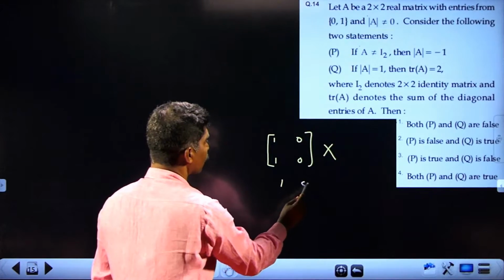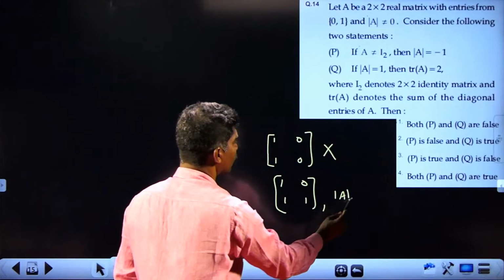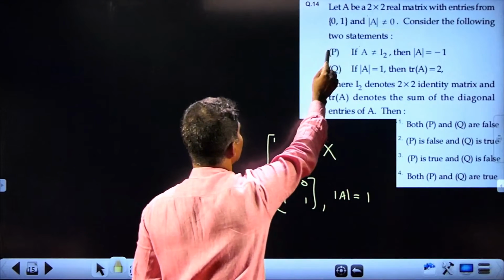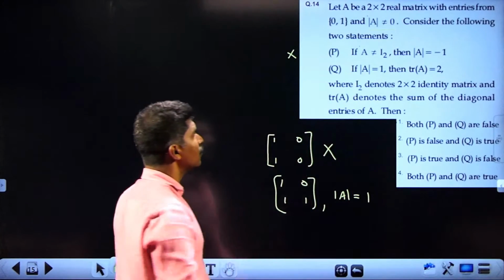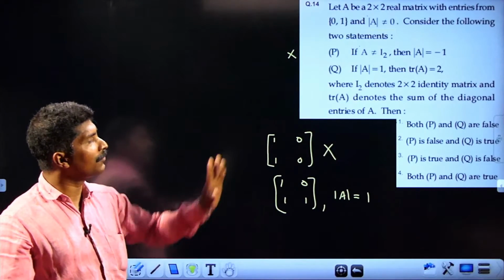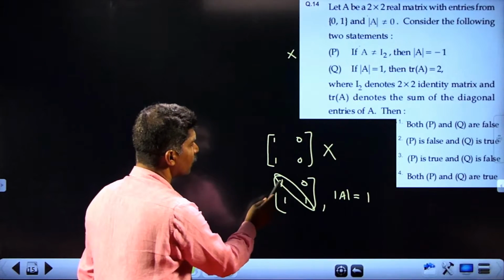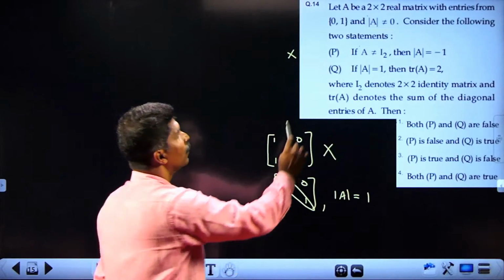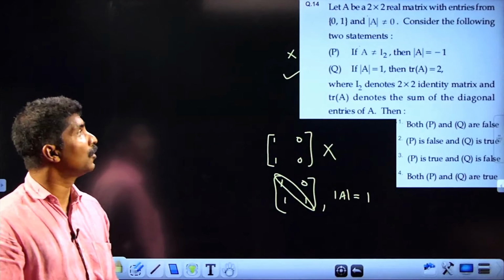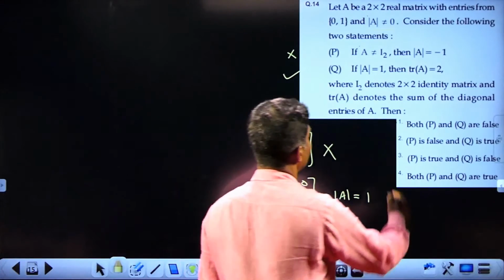So let us write as 1 0 1 1. This is an A. And what is the determinant of A? Determinant of A is equal to 1, not equal to negative 1. So statement P is wrong. In the case of Q, if determinant of A is equal to 1, in all these cases, the trace will be 1 plus 1, this will be 2. So statement Q is true. Statement P is wrong and statement Q is correct. So what will be that? Okay, 2 will be there.